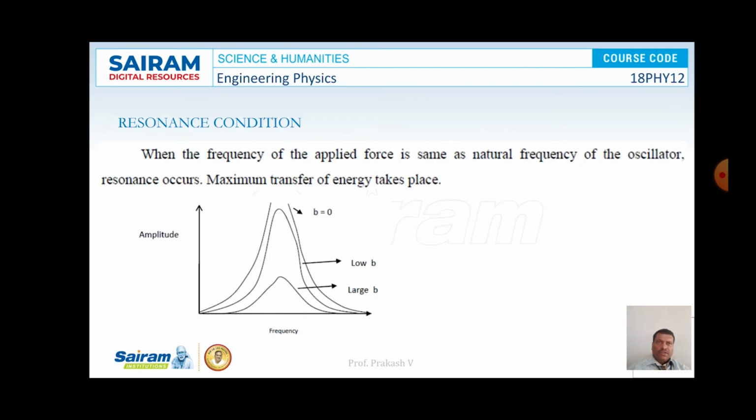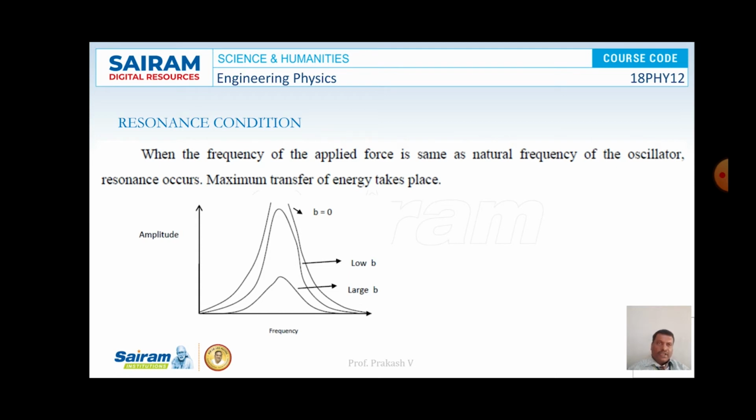Now let us look at the resonance condition. Consider a body of mass m vibrating in a resistive medium under the influence of an external force. If omega is the natural frequency of vibration, then the equation for amplitude of vibration is given by A is equal to F by m divided by the square root of 4b square p square plus omega square minus p square whole square. So here is a graph of amplitude versus frequency.